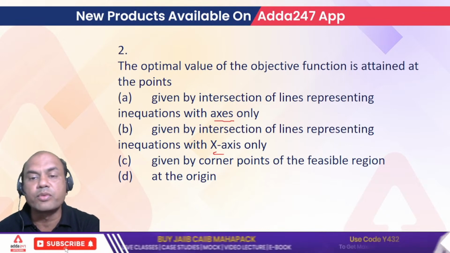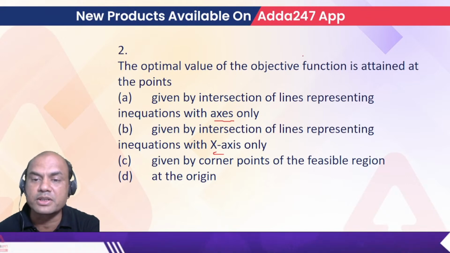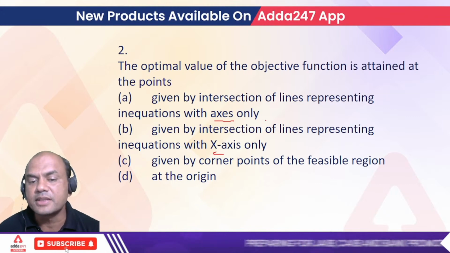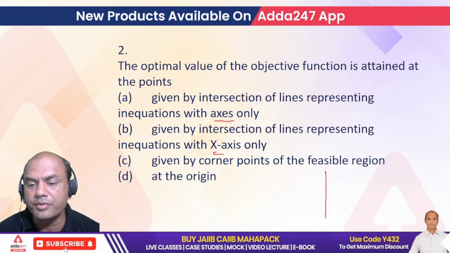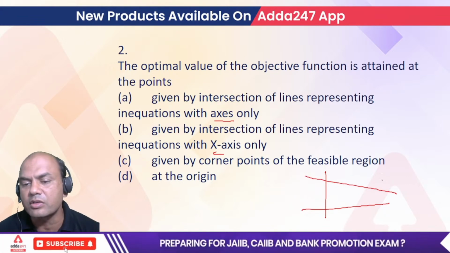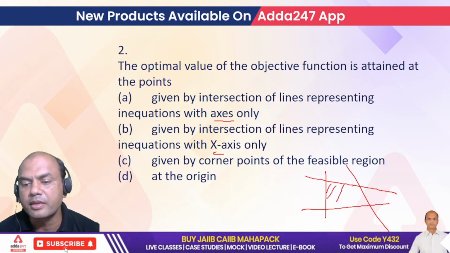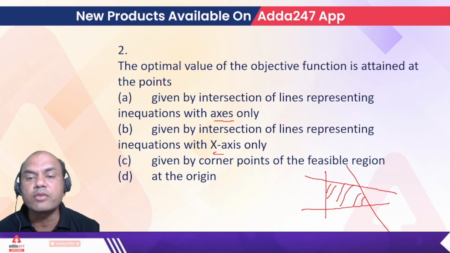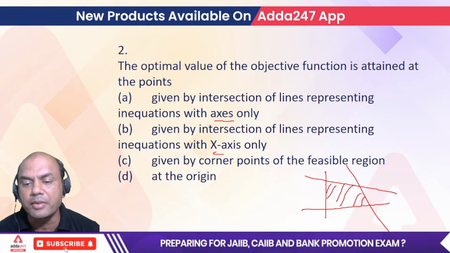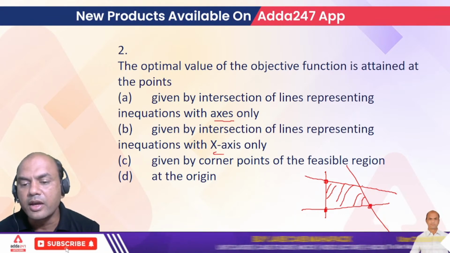Firstly, what do you mean by this optimal value and what do you mean by this objective function? Objective function I have explained. Optimal value means, it's like this. Suppose this is my linear function LPP. These are the constraints, and this is called the feasible area. So where will I obtain the optimal value? I can obtain them at these points 1, 2, 3 and 4.